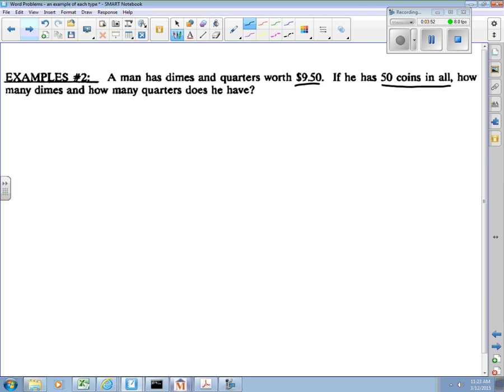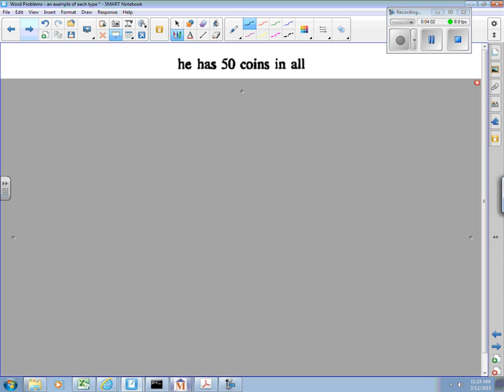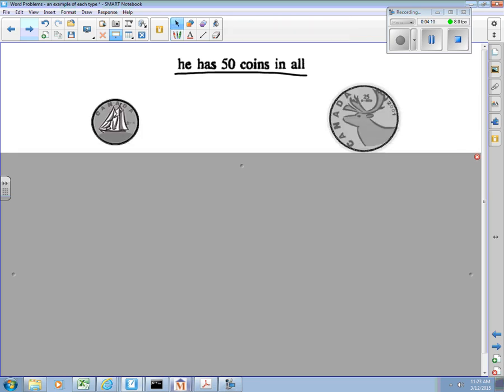Like, can I call them both X like I did in the last problem? No, if I call them both X, I'm assuming I have the same number of each. It doesn't say that. How do I then set my variable? Well, this is the key idea here. There's 50 coins in all, and there's only 2 types. The 2 types are dimes and quarters.